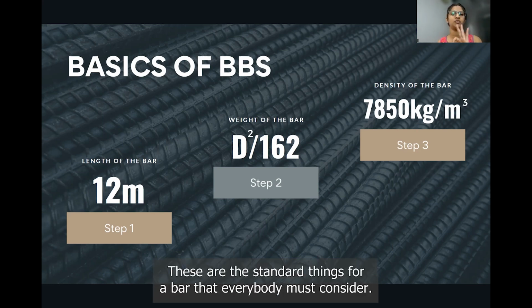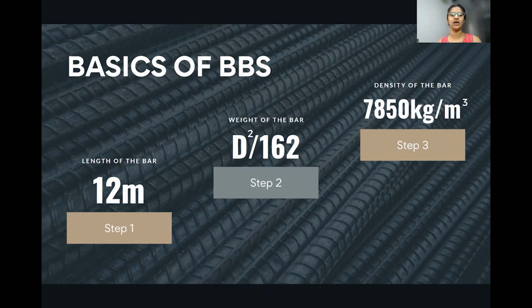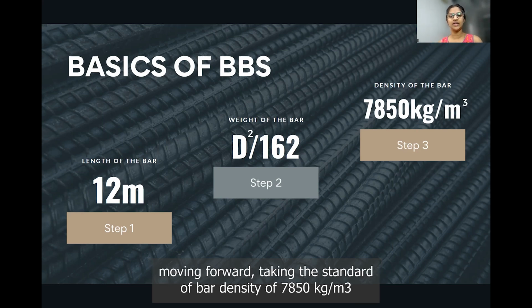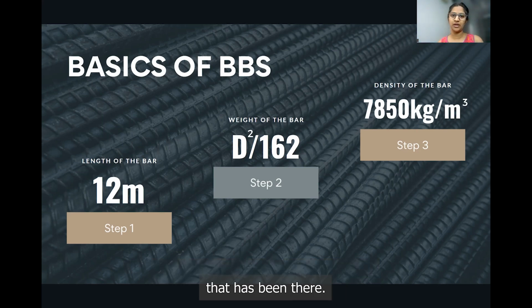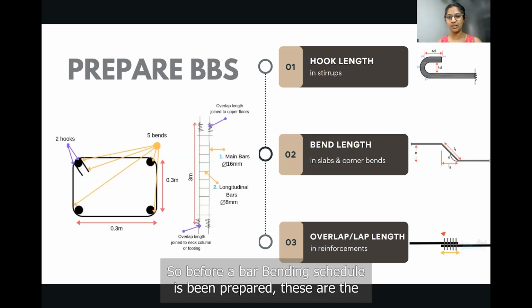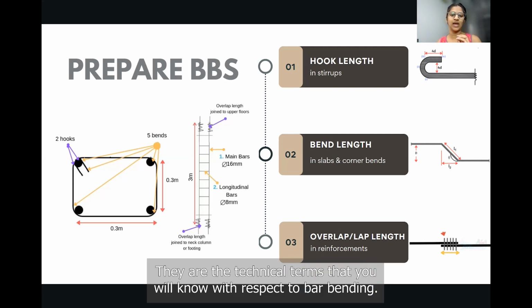These are the three standard things for a bar that everybody must consider. That is 12 meters of length, having d square by 162 as determining the weight of the particular bar, and then moving forward, taking the standard bar density of 7,850 kg per meter cube. Now coming to the preparation of BBS. So before a bar bending schedule is prepared, these are the three basic main things that you will actually have to know. They are the technical terms that you will know with respect to bar bending.